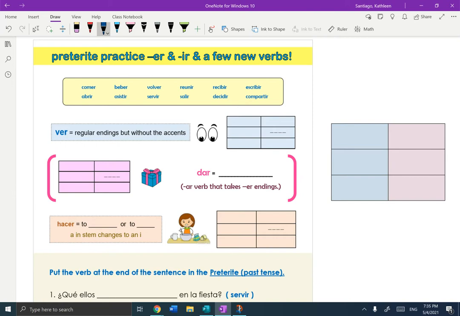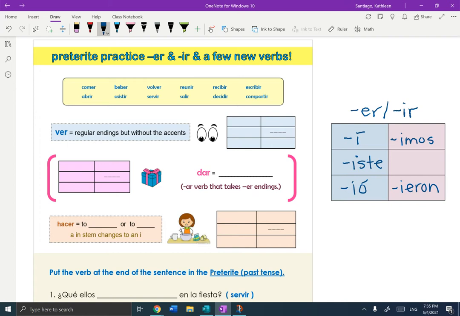Before we do that, I want to put in a small chart to the right that gives you the endings for the preterite tense, ER and IR verbs. Remember, ER and IR take the same endings. So this will be: í, iste, ió, imos, ieron.